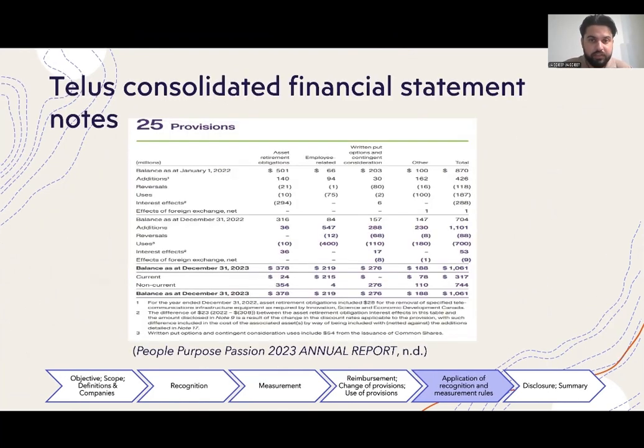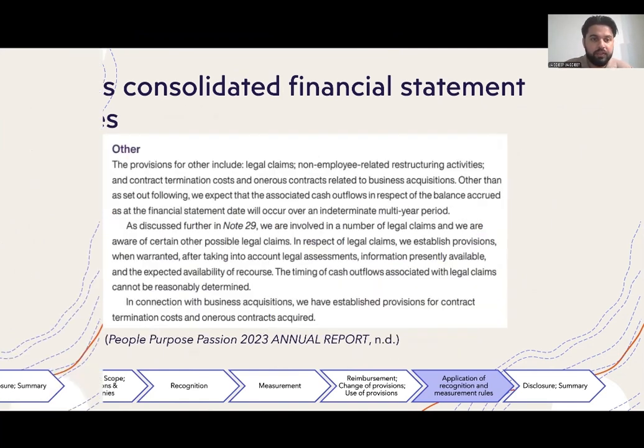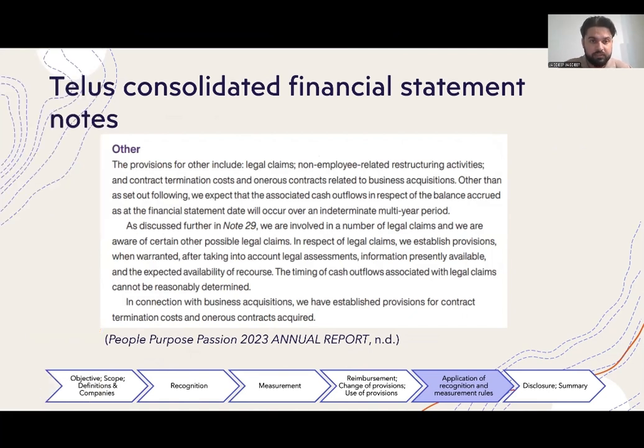This is the financial statement notes for provisions of Thales' 2023 annual report. The main focus part is the other provisions. In the other provisions, Thales included legal claims, non-employee related restructuring activities, and contract termination cost and onerous contract related to business acquisition.